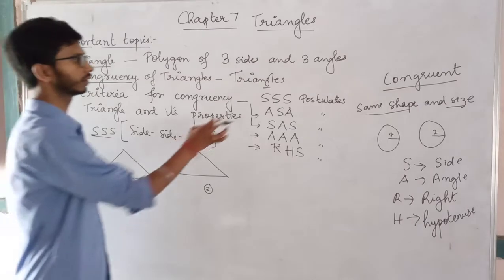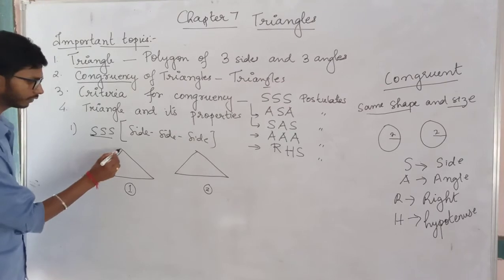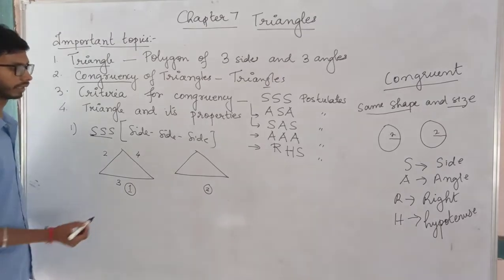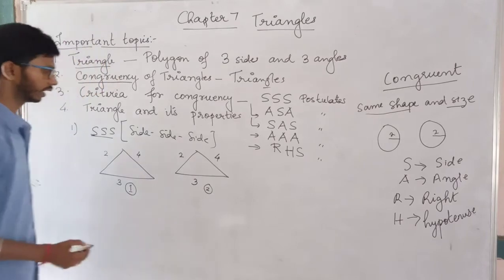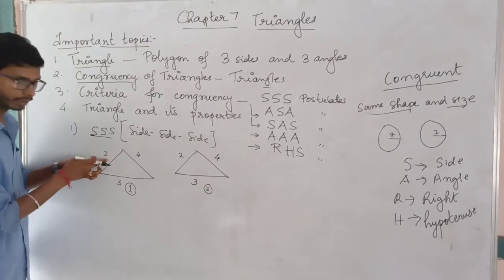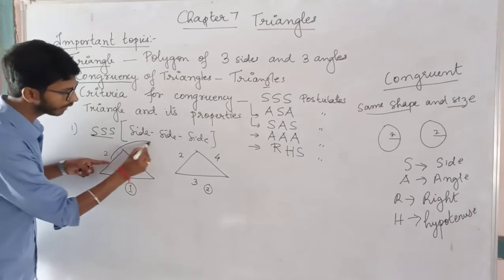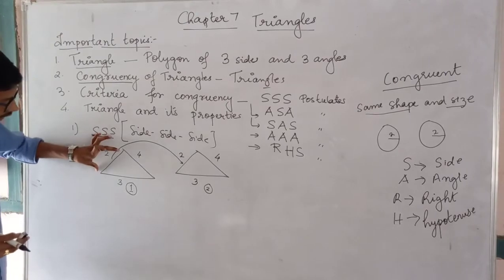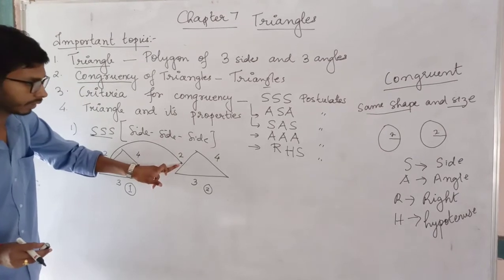Now SSS means all the sides. Suppose in the first triangle this side is 2 centimeter, this is 3 centimeter, this is 4. Similarly, in the other triangle, suppose this is 2, this is 3, and this is 4. Now, you see here, in this triangle, this is the side whose measure is 2. Corresponding to this side is this side, in the same direction. This is 2 centimeter, and here in the other triangle we also have 2 centimeter.